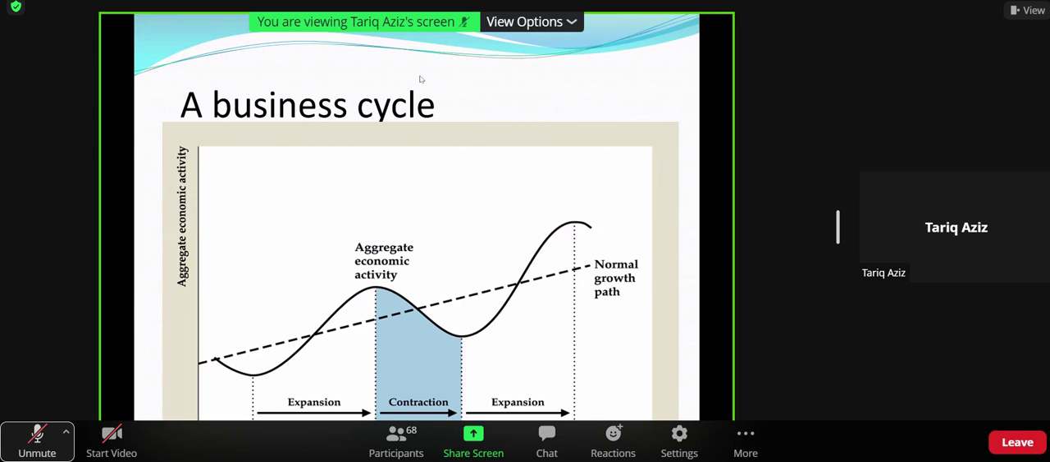Stagflation is a specific example of recession and depression, where the economy is stagnant and, at the same time, inflation is also increasing. Depression is the extreme or the lowest point in economic activity, and in depression, the economic activities are in their worst situation. And stagflation is one of the forms of depression.